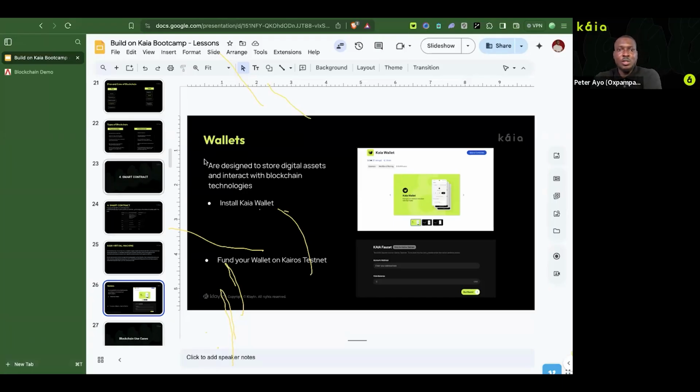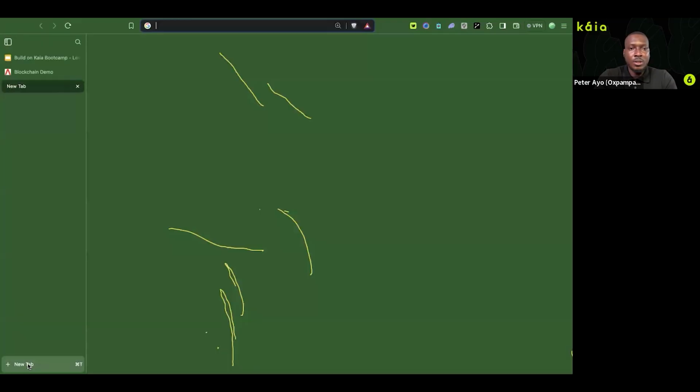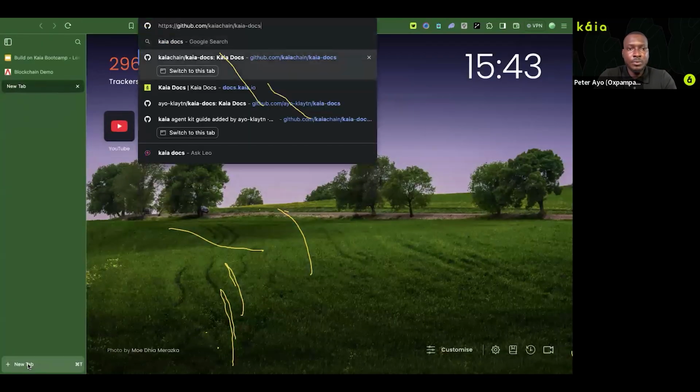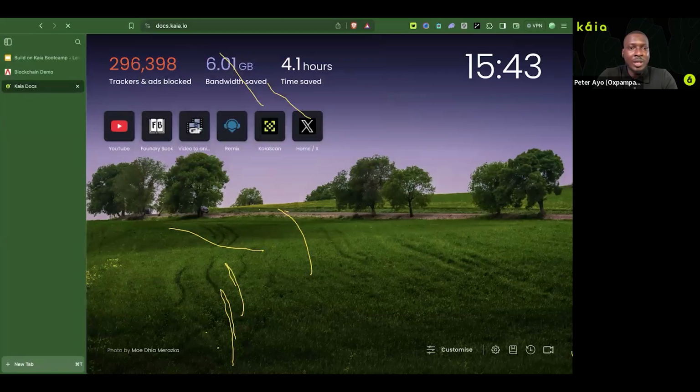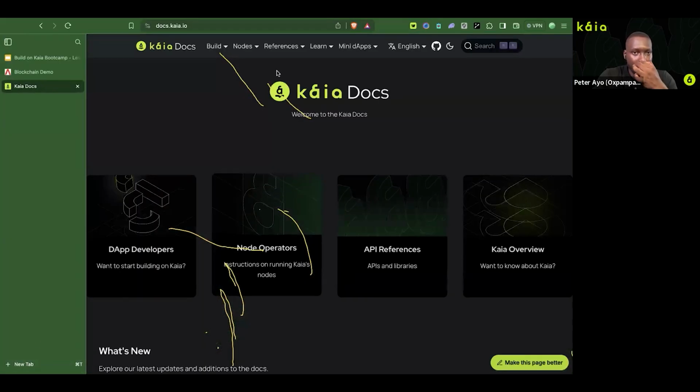Can I add a testnet network manually? Oh, yes, for sure, you can. As a matter of fact, there's documentation on Kaia Docs that talks about manually adding the network.